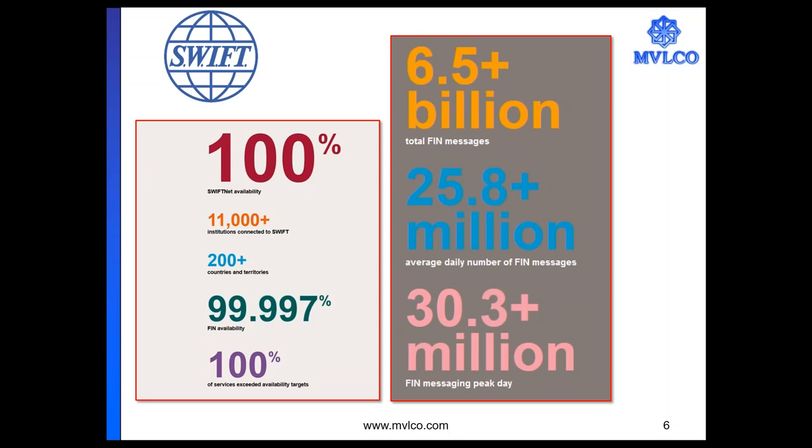SWIFTNet's messaging services run on SWIFT Secure Internet Protocol Network, SIPN, which is a protected private network offering the highest available rates in the industry. They offer encryption, authentication, and control, and they also offer the integrity control and non-repudiation to us. So this is the basic background of what SWIFT does.